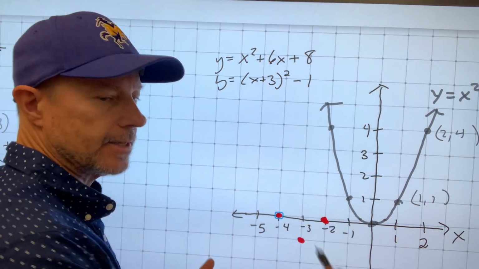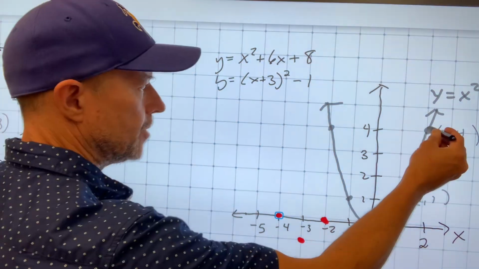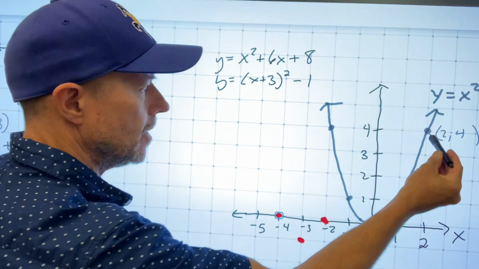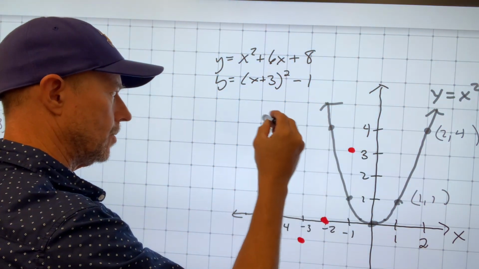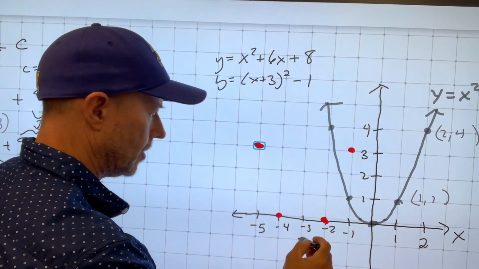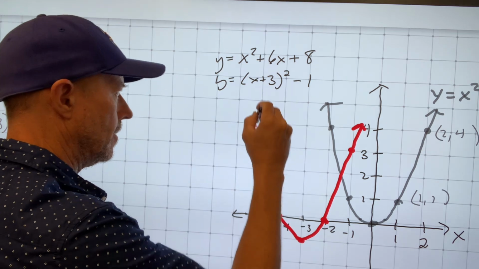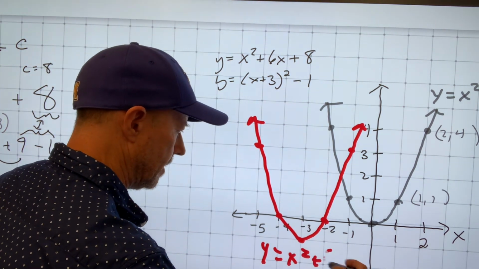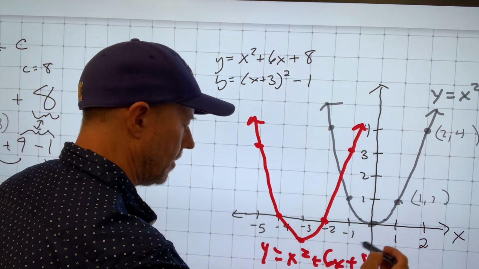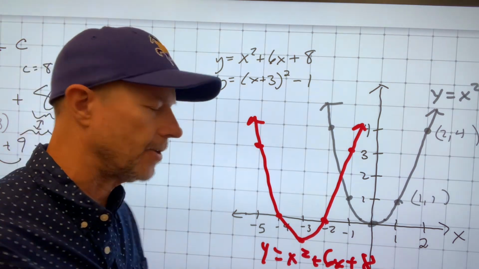Wow, I even found the x-intercepts. That's not always going to happen so cleanly. This point over here, can we see it? Yes. It's going to go 1, 2, 3 and down 1. This point's going to go 1, 2, 3 and down 1. And so I have the new parabola here. And this is my y equals x squared plus 6x plus 8 parabola. And we can see the x-intercepts at -4 and -2, and the vertex at -3, -1.